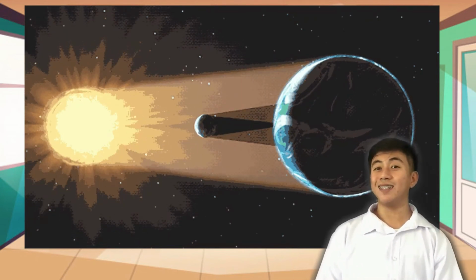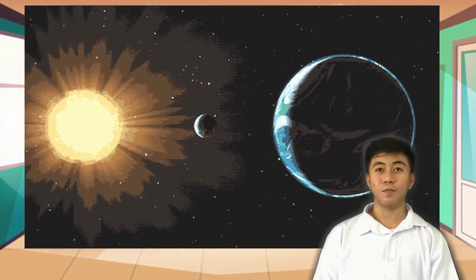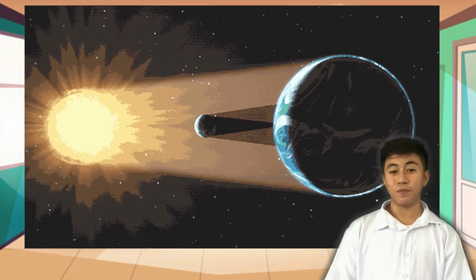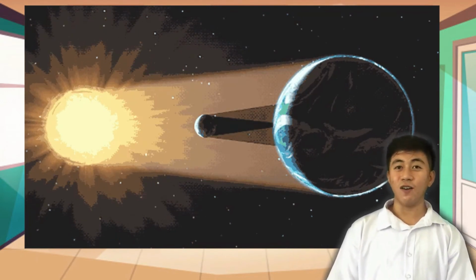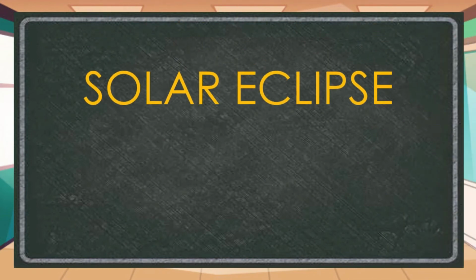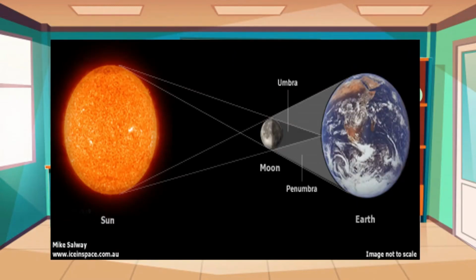We also learned that as the Earth revolves around the Sun, the moon also revolves around it. To this effect, different phenomena happen on Earth, and one of these is the occurrence of eclipses. There are two types of eclipses. We have the solar eclipse and the lunar eclipse. This figure shows that the moon is in between the Sun and the Earth, which causes the moon to cast a shadow on Earth and blocks our view of the Sun.